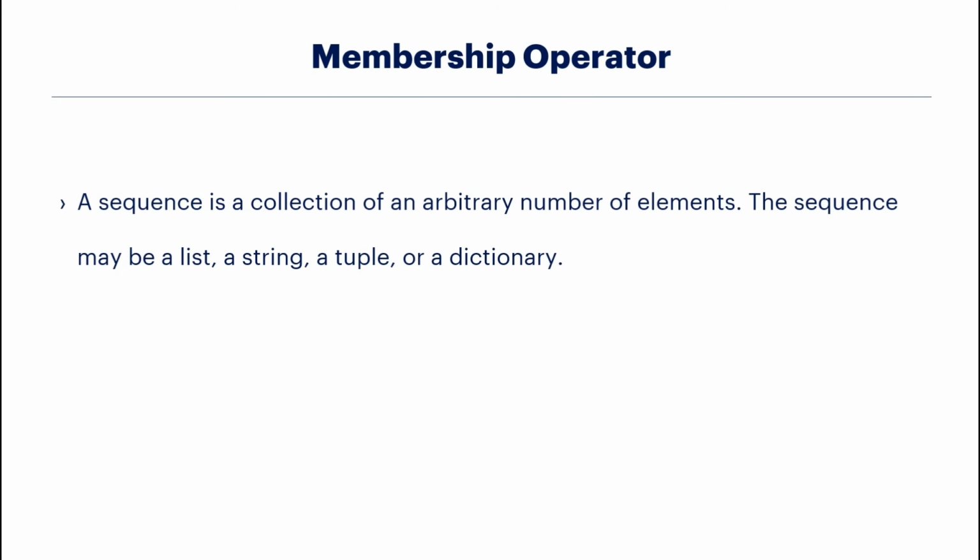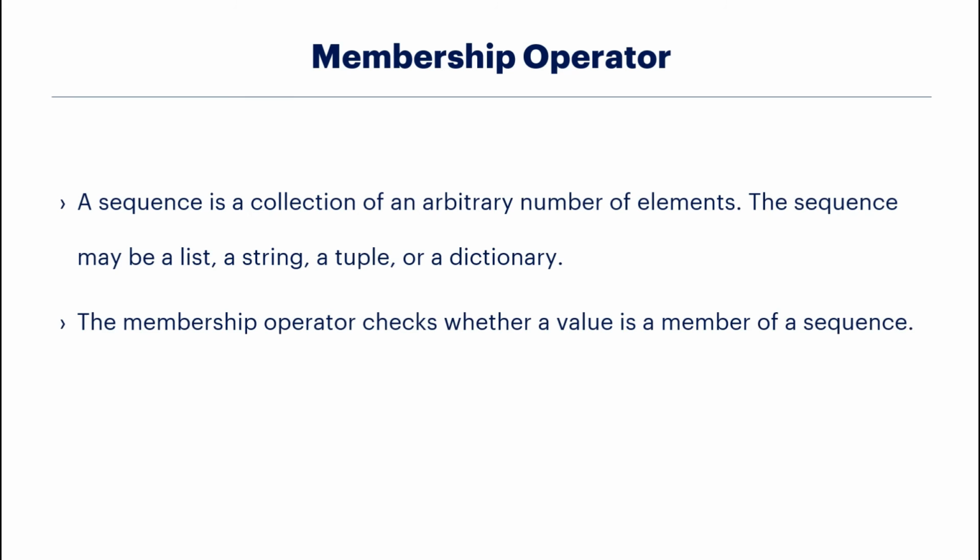Membership operator. Membership operators operate on sequence data. What is a sequence? A sequence is a collection of arbitrary number of elements. It may be a list, a string, a tuple, or a dictionary. The membership operator checks if the element is part of the sequence object or not.